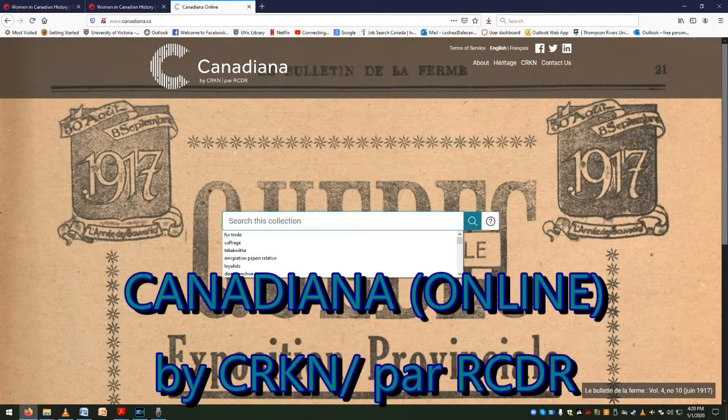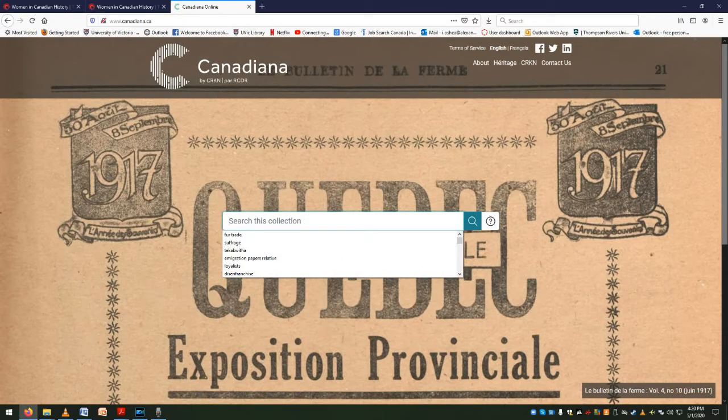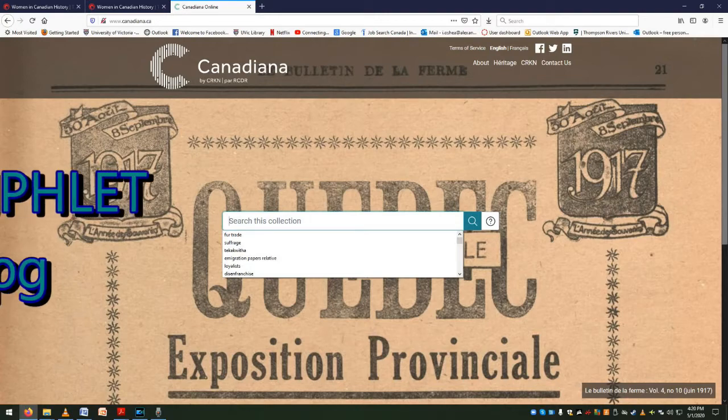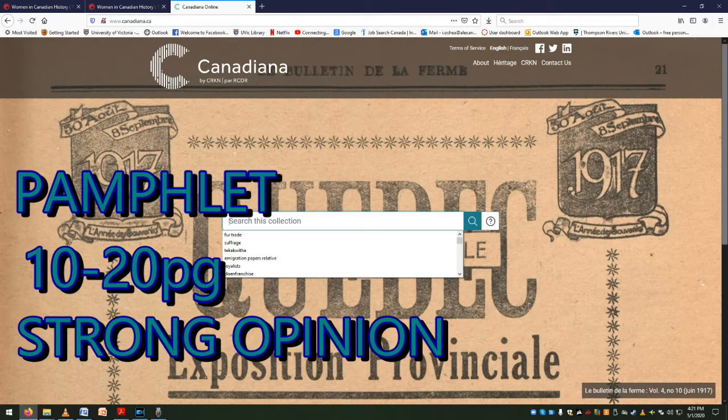This is a great website. It's free to use. This is the kind of place that we want to find primary sources for a document analysis. Now, ideally, what you're looking for on this website is going to be a 10 to 20 page pamphlet. Avoid the newspapers because it's really hard to find great sources. Try to find some other pamphlet-sized materials.